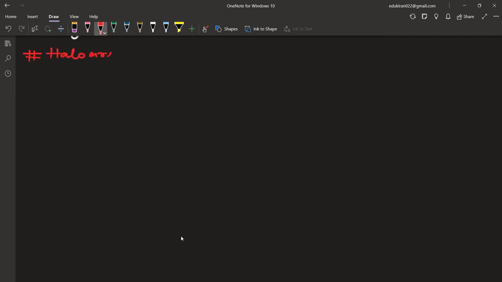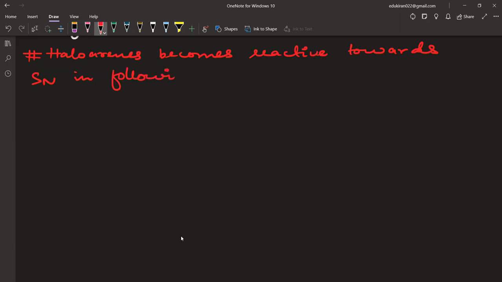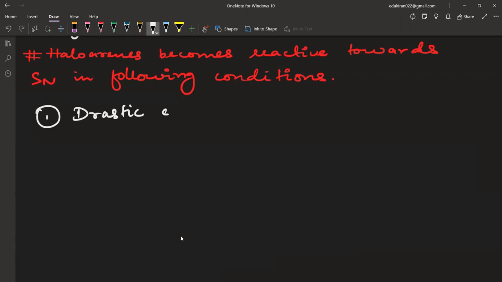Haloarenes become reactive towards SN in the following conditions. Okay. What is the condition? Number one, drastic condition. What does it mean? It means high temperature and high pressure.